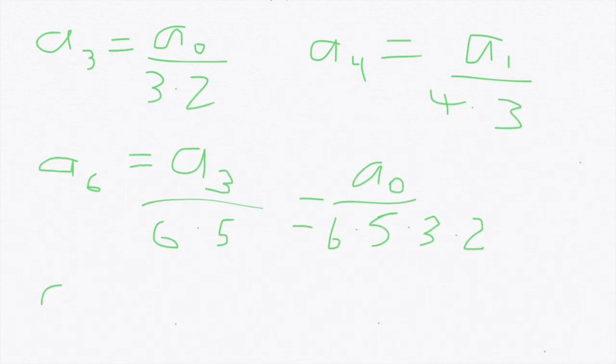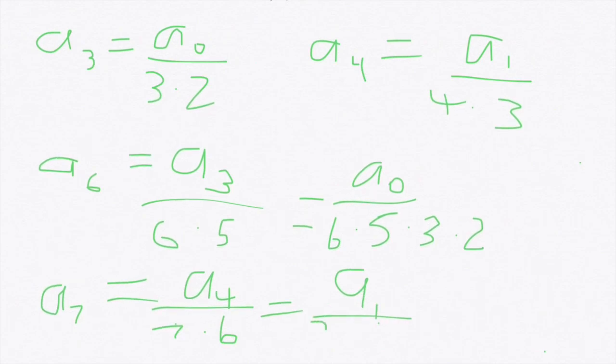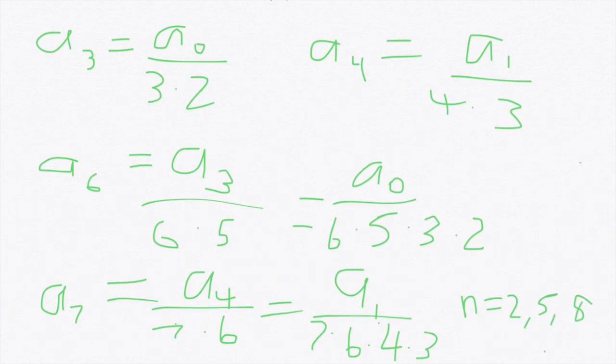And similarly for a of 7, we can determine this as a of 4 over 7 times 6, which is equal to a of 1 over 7 times 6 times 4 times 3. And we know that a of 8 is equal to a of 5 over 8 times 7, but a of 5 is 0, so a of 8 is 0. So you know that if n equals 2, 5, 8, or anything like that, a of n is equal to 0. So that's something we need to know.